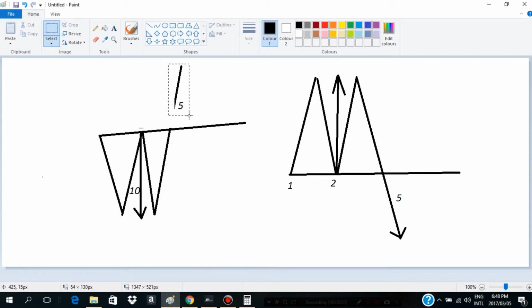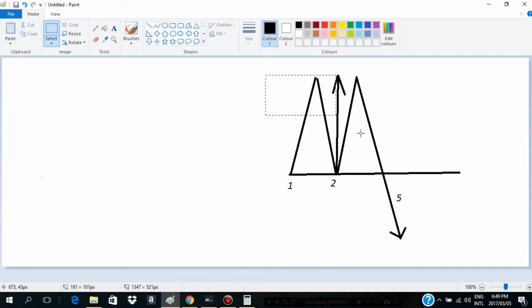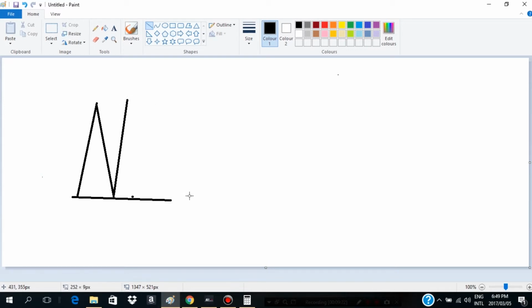Now with your double top and your double bottom, let's start off with your double top. This is your double top. You have now found your neckline. You do not know what is going to happen next. So this is your neckline.